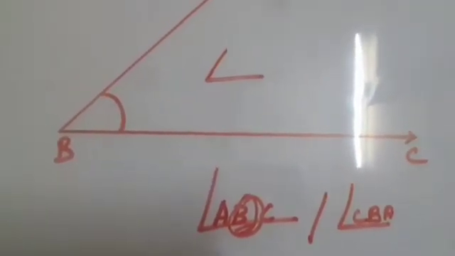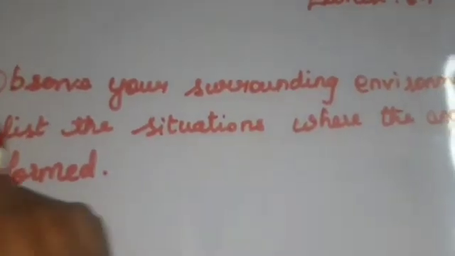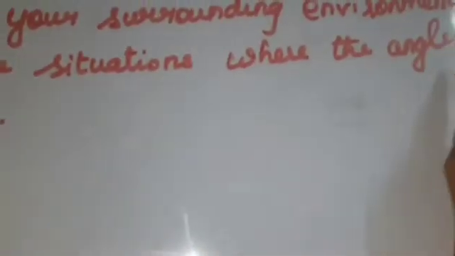Now let's solve the exercise problems. Exercise 6.1. First problem. Observe your surrounding environment and list the situations where angles are formed. For example, take the textbook itself. You know that an angle is formed when two lines or rays intersect at a point. See here, this is a line and this is a line. So here they intersect. So a book also forms an angle.